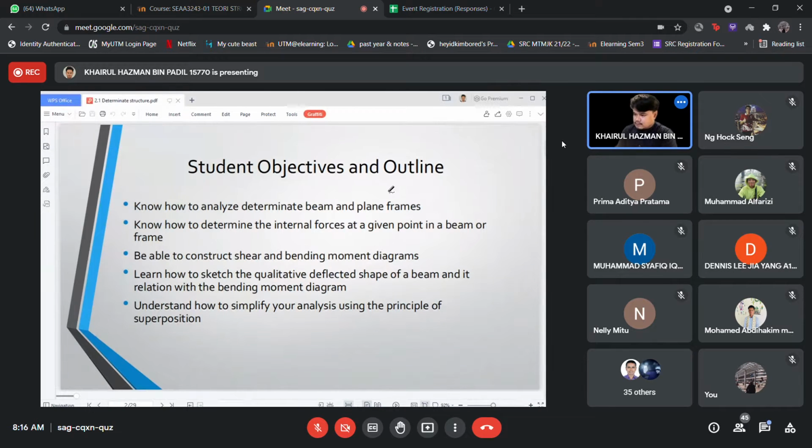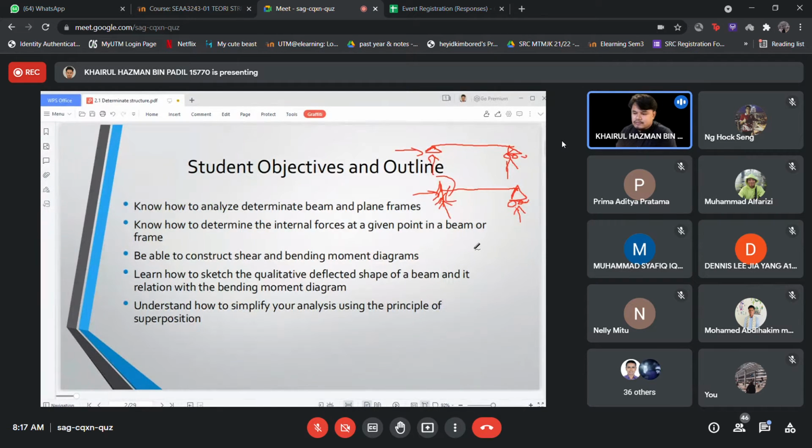For example, if you have a pin and roller, it shouldn't be any problem in solving these structures, since we have only two reactions here and then one translation here. So you can solve it using equilibrium equations. There is no problem on it. But if you have a fixed support and a roller, for example, you will have three reactions here and rotation, and then you have one reaction here.